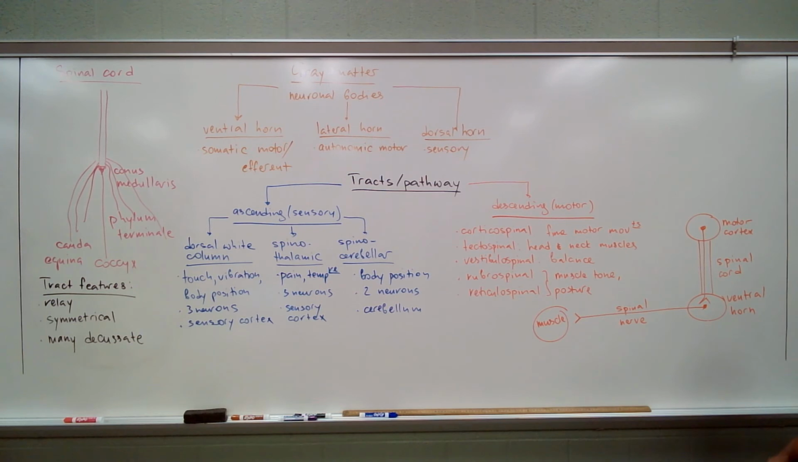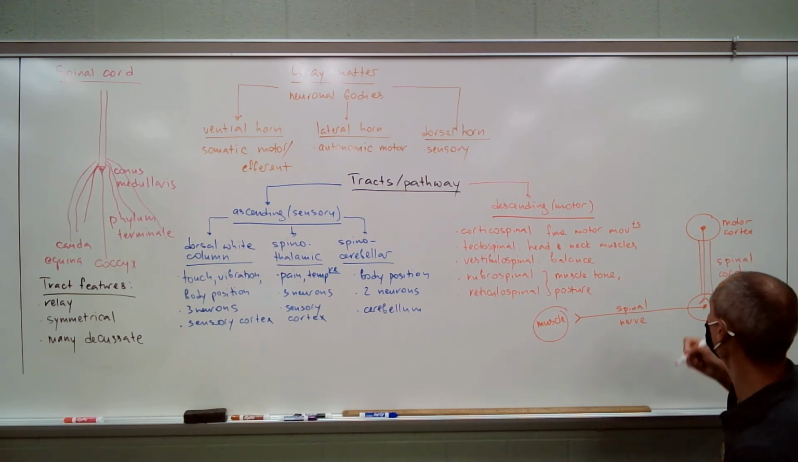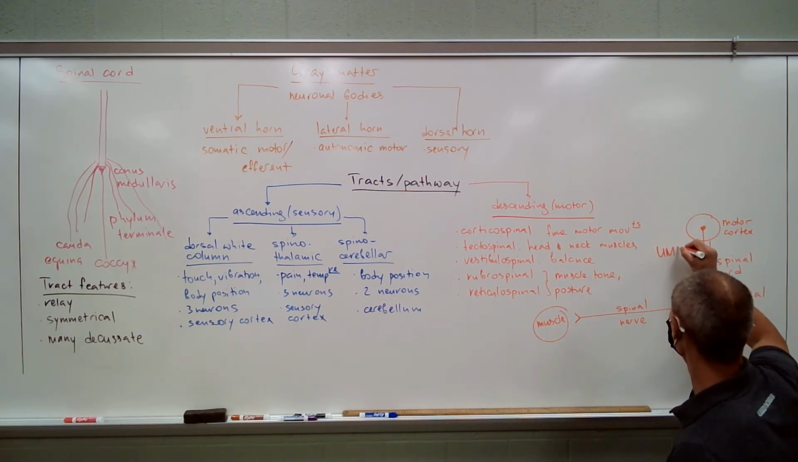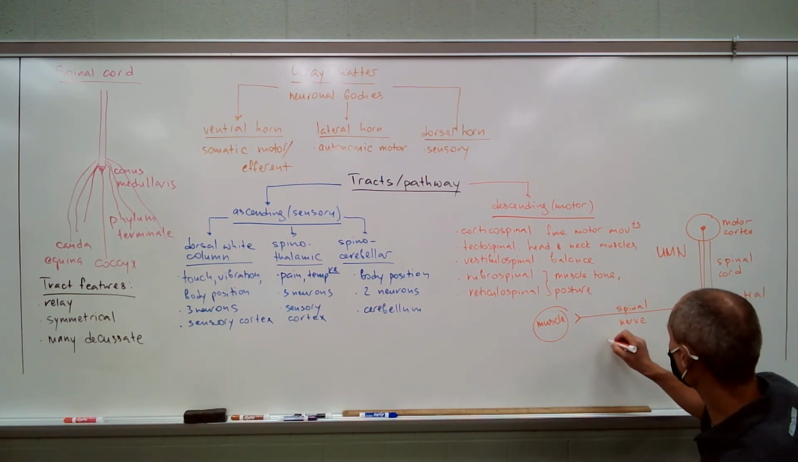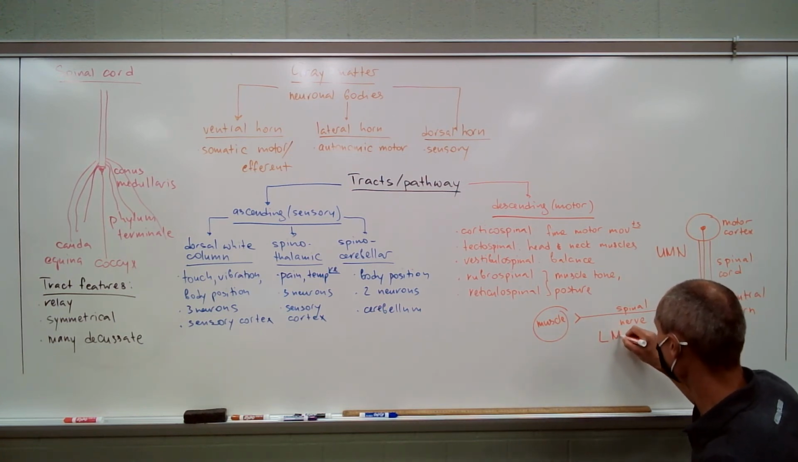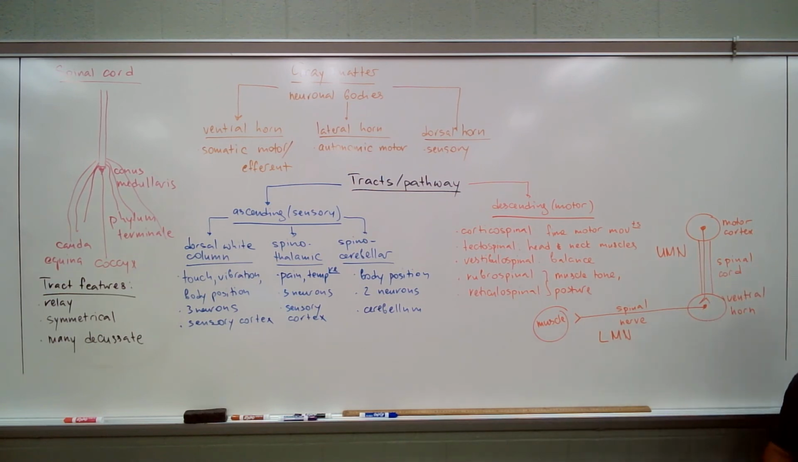A few more terminological things. This is called upper motor neuron, which is, duh. And this one is called, very unsurprisingly, lower motor neuron. Good?